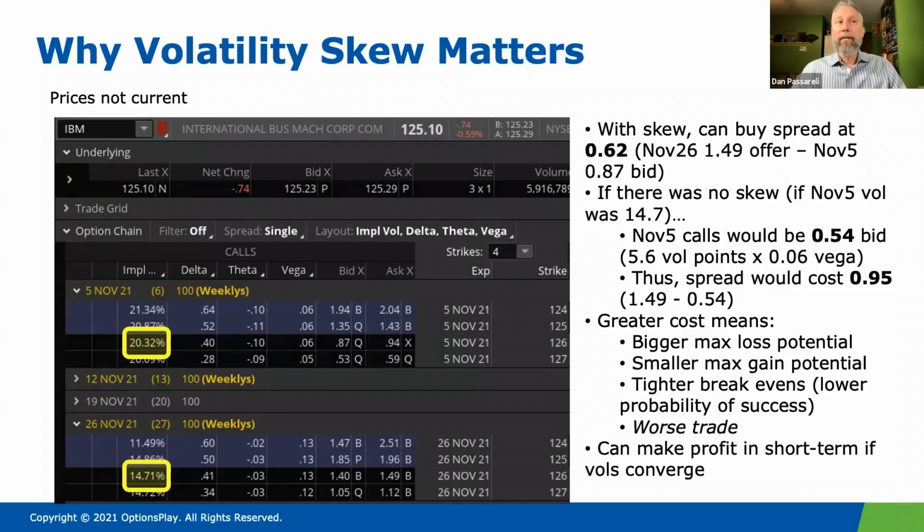And outside of that, we can make a profit in the short term if the volatilities converge. If the skew is here and I pay 62 cents for this, and later in the day the volatilities end up converging, somebody realizes these are out of whack, the volatility arbitrageurs come in and they sell this, this spread would go to 95 cents. I could take my profit today or tomorrow. I could take it faster because of this.